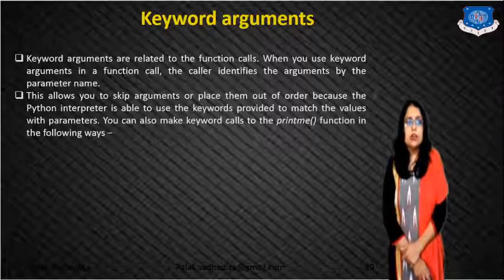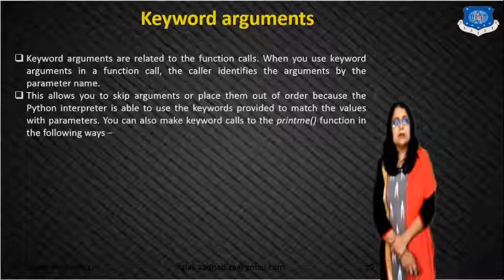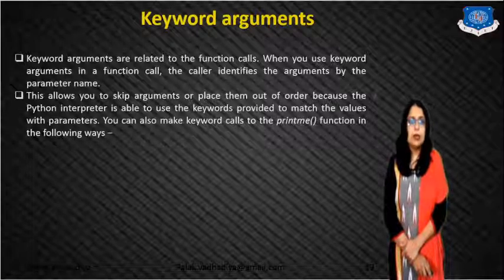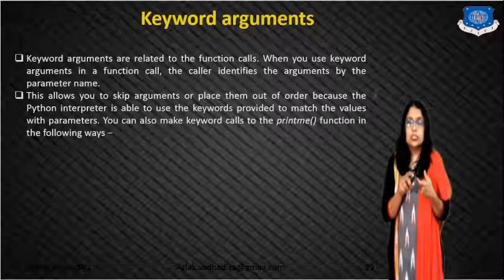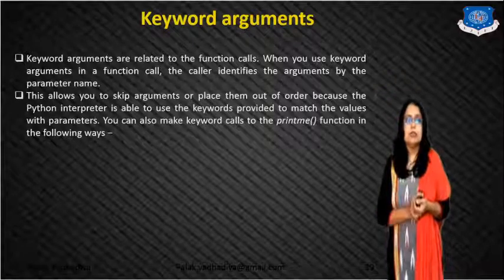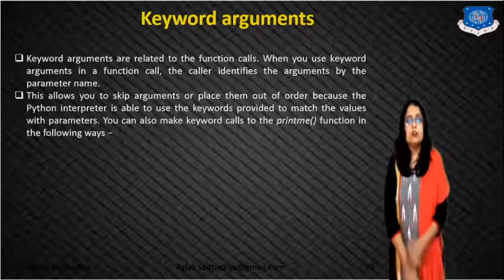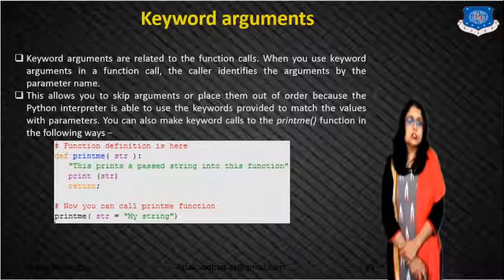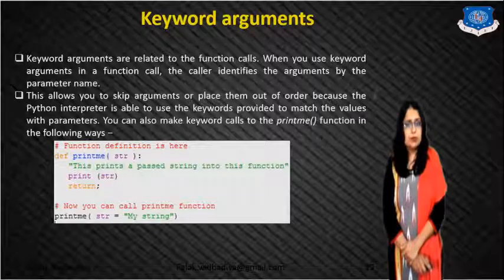Now this allows you to skip arguments or place them out of order because the Python interpreter uses the keyword provided to match the value with the parameter. That means the order is not important, but the keyword, whatever you are using inside your function, is very important. So you can call the printme function with a keyword in the following way. See, the function is printme, then it takes a string. Now print string and then return, a simple function.